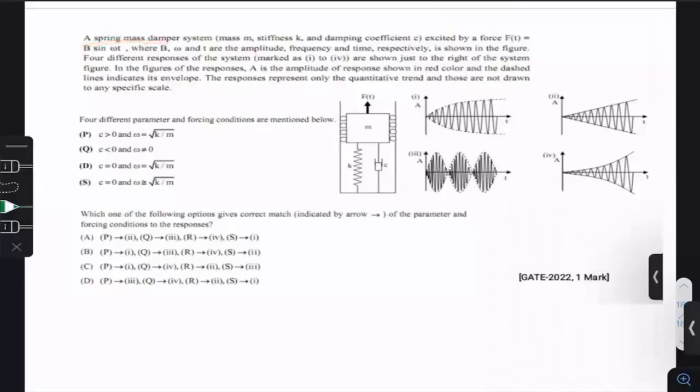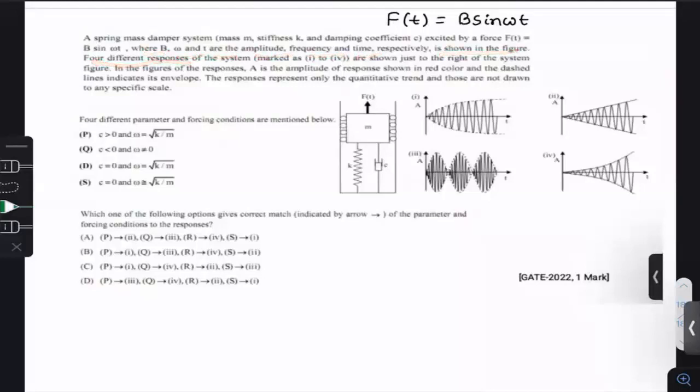A spring mass damper system, mass M, stiffness K, damping coefficient C, excited by a force F of t. What is given? The force F of t is equal to B sine omega t, where B, omega and t are the amplitude, frequency and time respectively, as shown in the figure.